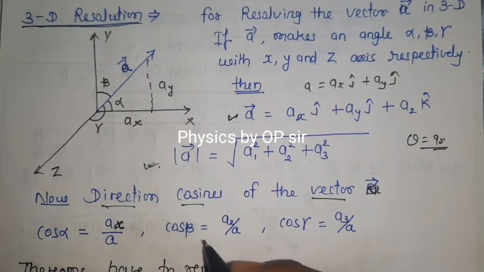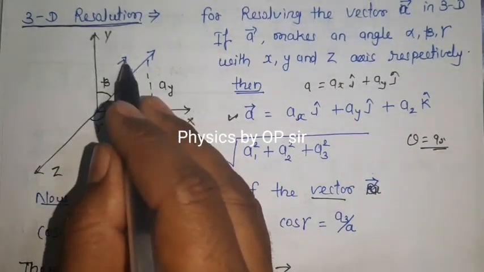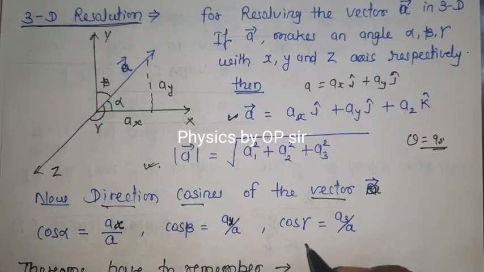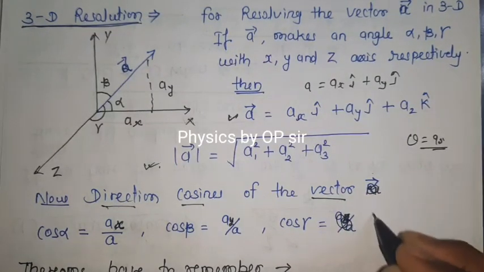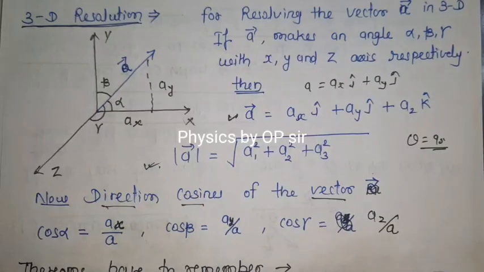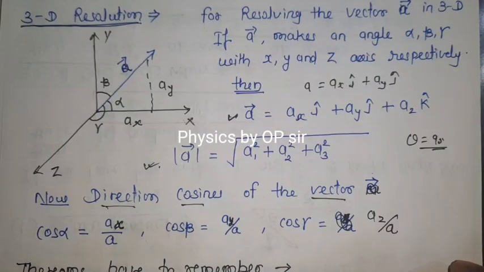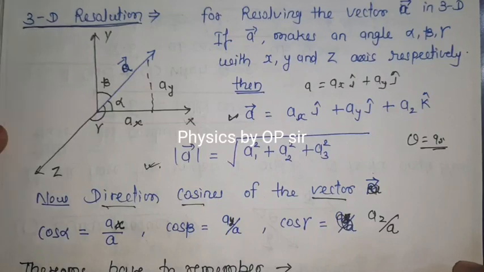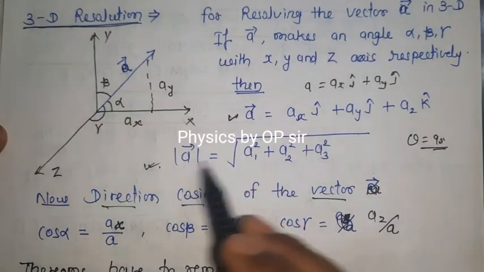For cos beta, same here. Again we draw a diagram, and it comes ay upon a. For cos gamma, it comes az upon a. Now this ax is the component of the a vector in the x direction. And this a is the magnitude of a. So the magnitude of a is this one.